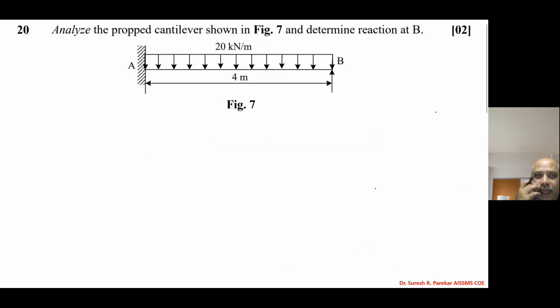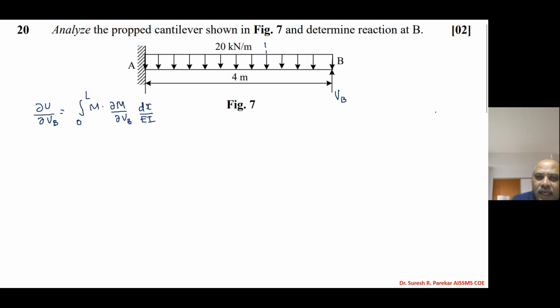Now we will have this problem: analyze the propped cantilever shown in figure 7 and determine the reaction at B. So we have to go for ∂U/∂VB, which is equal to the integration from 0 to L of M into ∂M/∂VB dx upon EI. Now we have only one region, B to A, so we need not go for the table. If we have one region, then the table is not required. We can calculate the values directly.